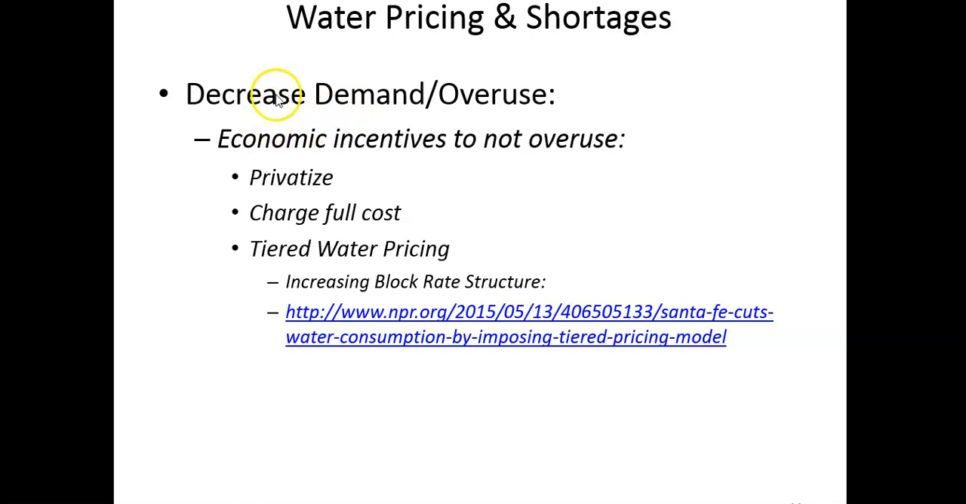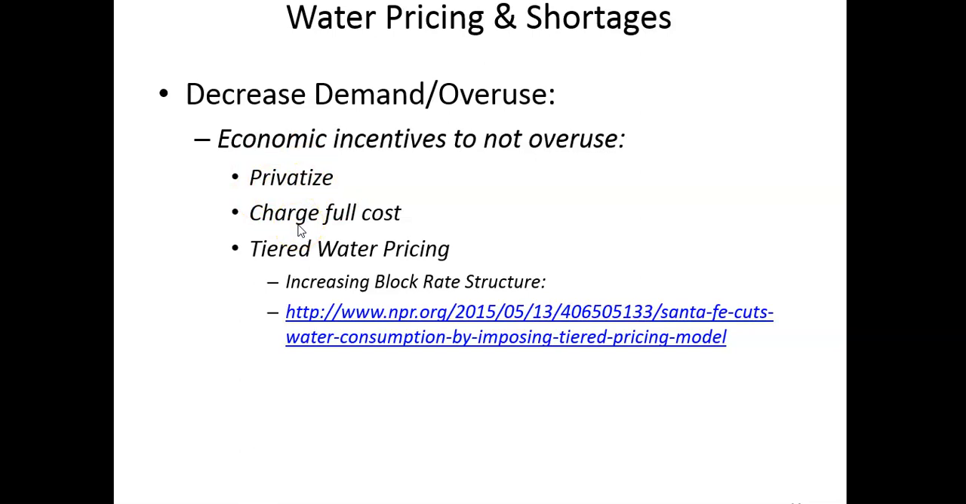So basically, if you raise the price, there's economic incentive not to overuse it. People can't afford as much. One way that's being done in some places is you privatize it and you let the private company charge a price that lets them stay in business, where they make enough profit. But that often causes challenges and a lot of angst. So we won't worry so much about that. But charging the full price.